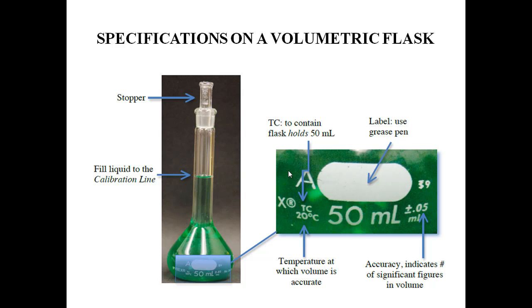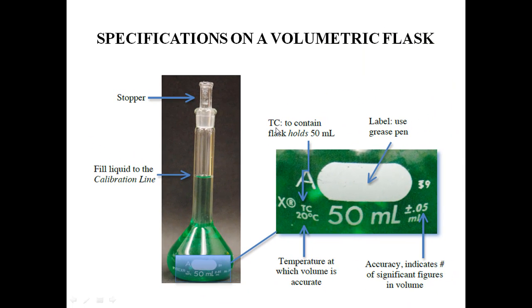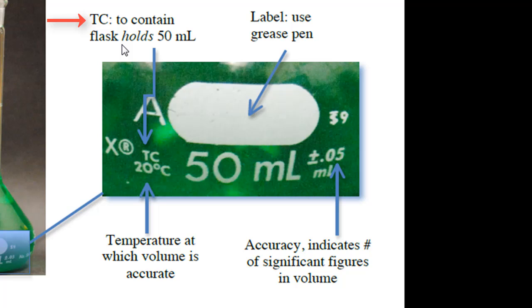What are the different specifications on a volumetric flask? I think you have seen the different terminology used, which is embossed or engraved onto the volumetric flask. For example, this is a volumetric flask which has a stopper, which you fill with liquid to the calibration line, and there is another terminology written on the glassware, TC. It means it may have the capacity to contain 50 ml of volume.